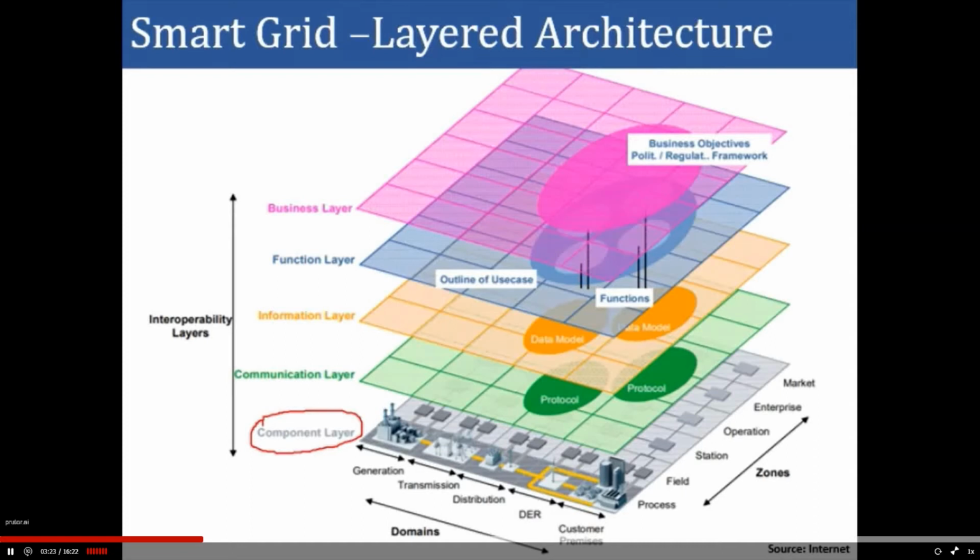So the second one is the communication layer. In case of the communication layer, what will happen? The layer will contain various communication protocols. The data which has been acquired by the component layer will be packed with the help of various communication protocols and will be sent to other layers. The communication layer is very important because without it, the data will not be able to travel from the data acquisition devices to the other layers. So the component layer will send data through the communication layer to the information layer.